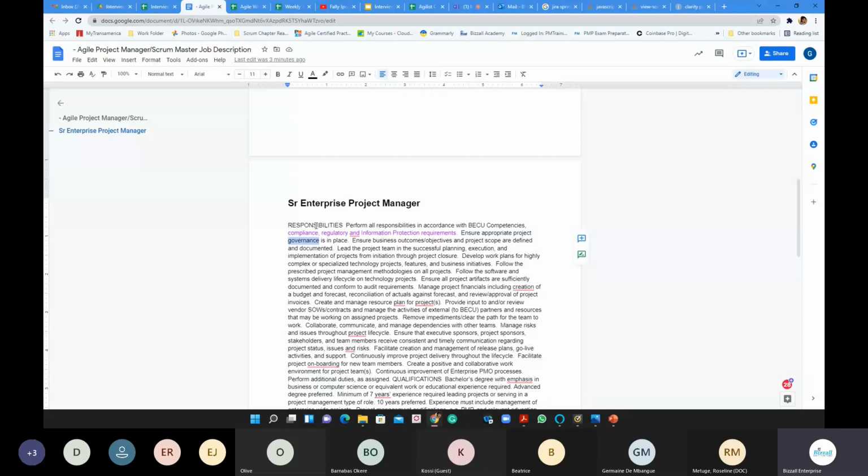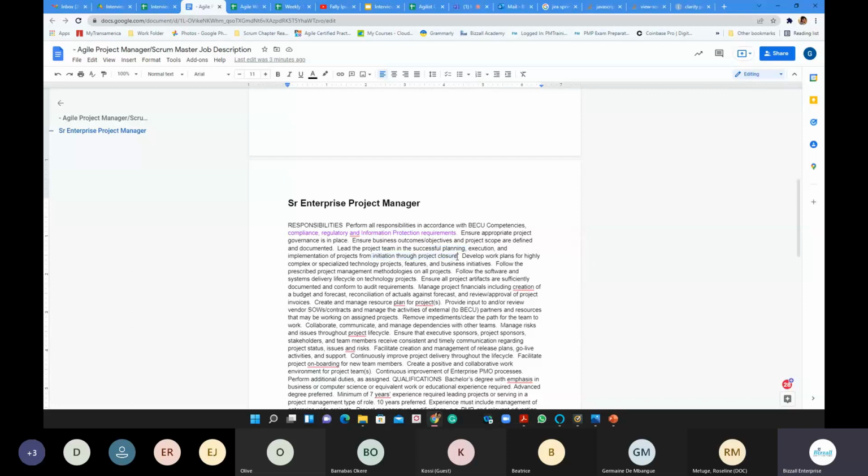So you are developing the software, and before you publish the code, you want to make sure that a vulnerability is not going to kick in right away. You want to be compliant on that. So it's a lot of things going on, and you want to make sure that is in check. Lead the project team in the successful planning, execution, implementation of the project from the initiation to the closure, right?